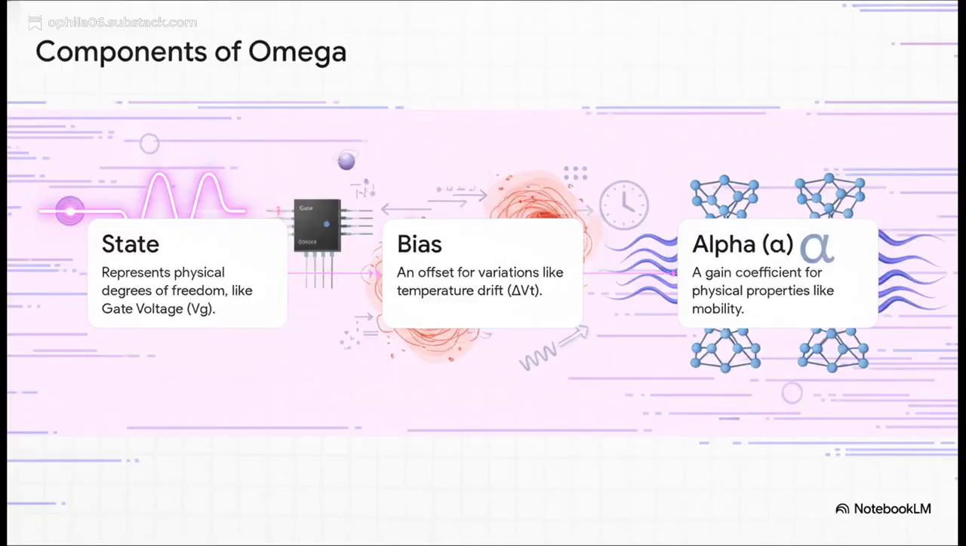Okay, so the omega operator breaks down into three key parts. First up, you have state. That's your main input, pretty straightforward, like the signal you send to a transistor. Then you have bias, and this is where we start to embrace the messiness. Bias accounts for all those real-world imperfections: temperature drift, manufacturing flaws, you name it. And finally, there's alpha, which represents the core physical properties of the material itself that don't change.